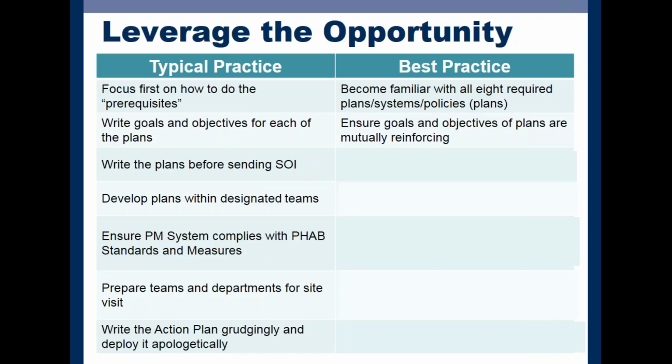Or best practice might be that you make sure, as you're writing them, that the goals and objectives of those plans are mutually reinforcing. For example, if you have an objective in your community health improvement plan, you want elements in your quality plan and in your workforce plan that will allow you to achieve those objectives. If achieving that objective is going to require competency in a certain area in your workforce and that competency area is not strong yet, then you're going to have to build that into your workforce development plan and so forth. So think about these things as being mutually reinforcing and helping one another rather than living in silos.